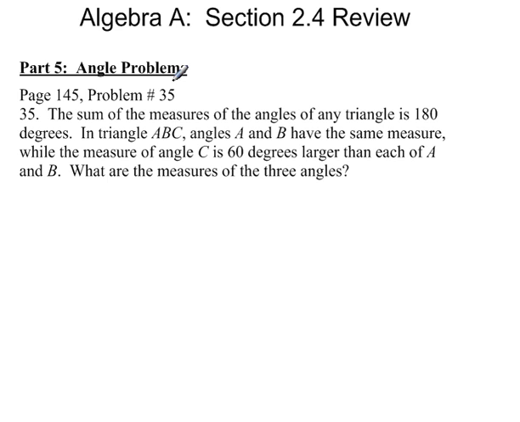Now part 5, angle problems. On page 105, this is problem number 35. It says the sum of the measures of the angles of any triangle is 180 degrees. In triangle ABC, angles A and B have the same measure. The measure of angle C is 60 larger than each of A and B. What are the measures of the angles?